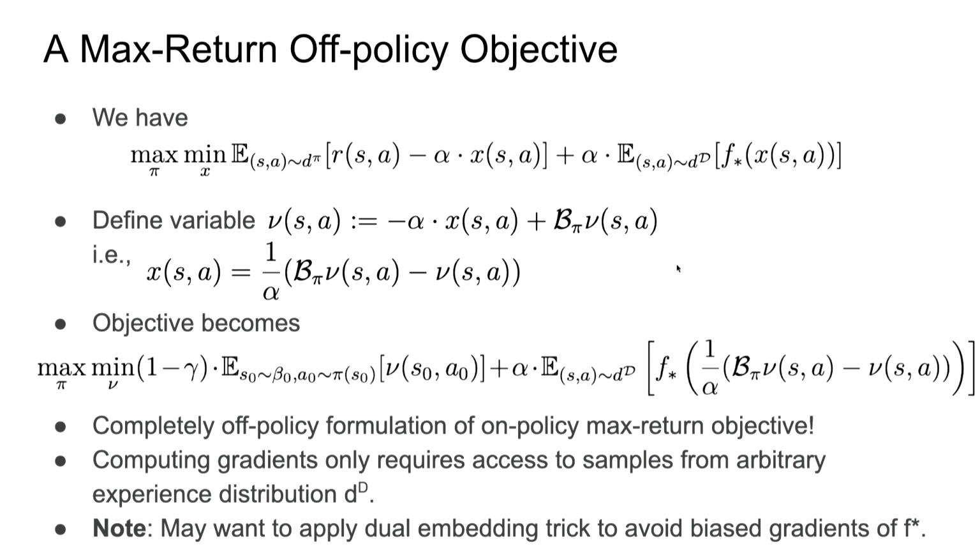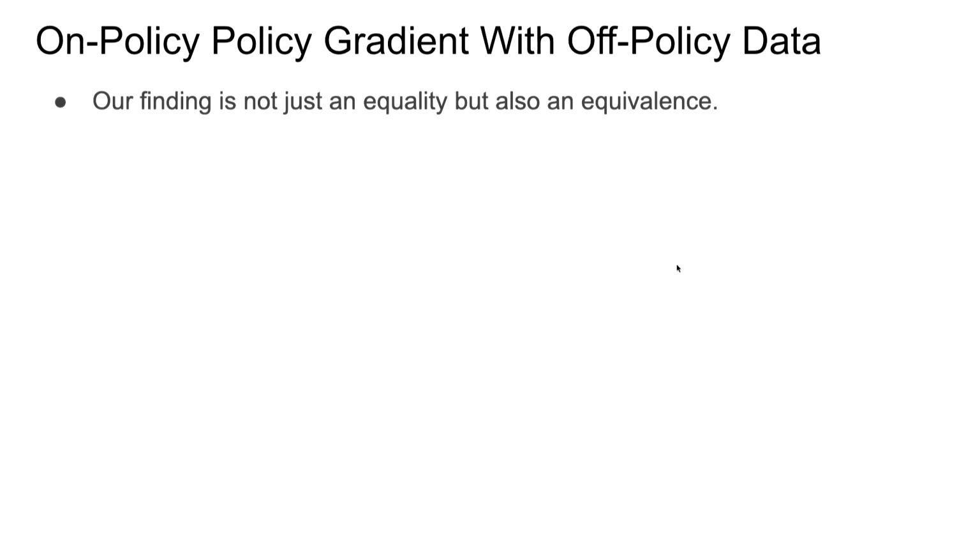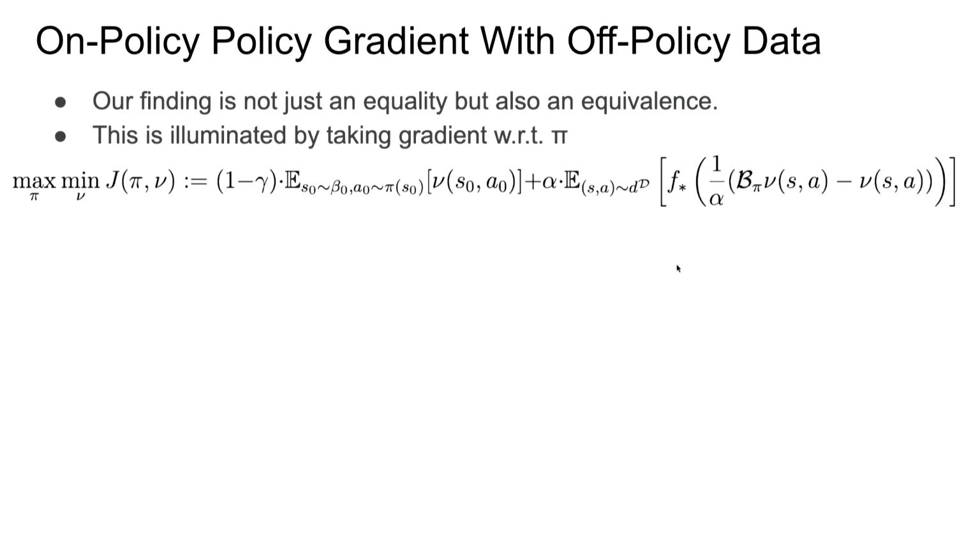The really cool property of this happens when you consider how I will actually optimize pi. When I optimize pi, I'm going to compute the gradients of this objective. And what we'll find is that the gradients actually turn out to be the on-policy gradients. So I'll show you how that is.